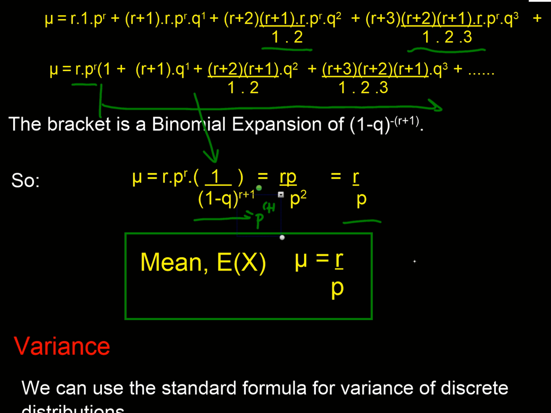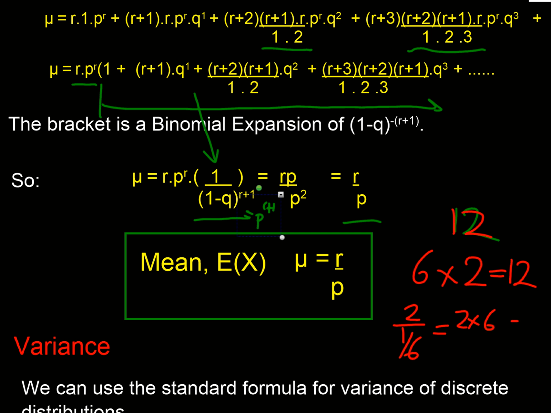That makes sense, doesn't it? If I wanted to get two sixes, I'm probably going to have to roll my dice 12 times, aren't I? Because I'd expect to get a 6 every 6 rolls, and I need 2 of them, so that will be 12. Let's just check that that works. r equals 2 over the probability of success 1/6. That is 2 times 6 equals 12. There we go. So that's what our mean is.